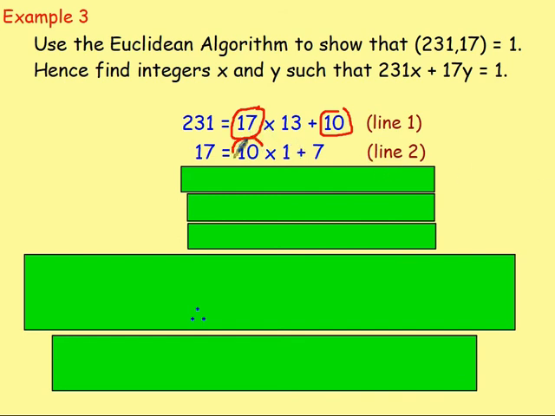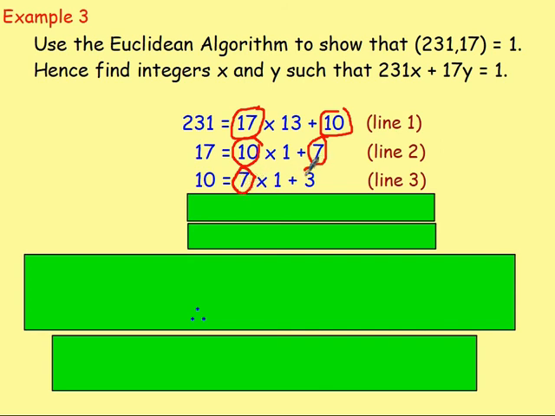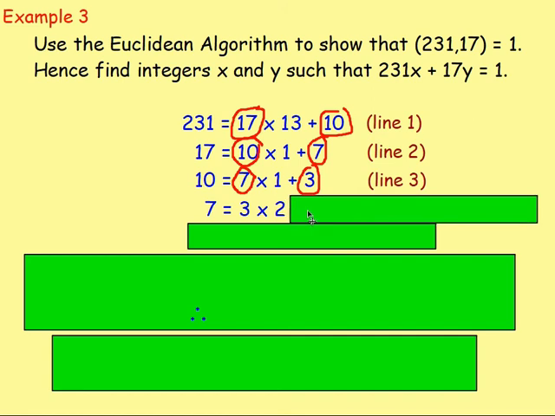We now take the 10 and we write that in terms of the new remainder, which is 7. So 10 would equal 7 times 1, and you've got a remainder of 3. And that would be line 3. We then take the 7 and we write that in terms of the new remainder, 3. So 7 would equal 3 times 2. You can fit 2 3s into 7, but you would have a remainder of 1. And we call that line 4.